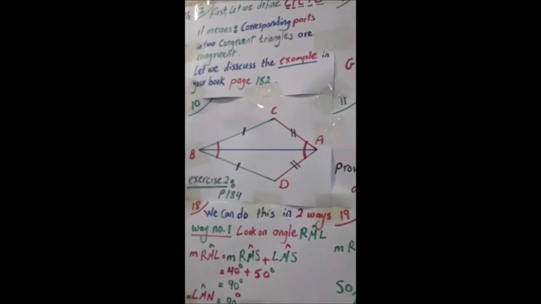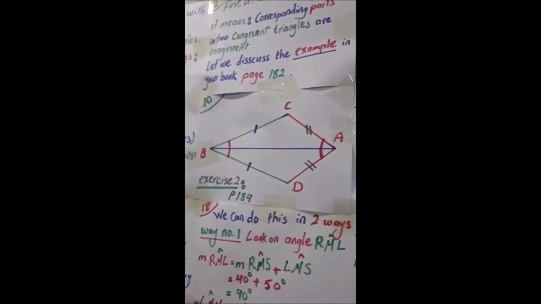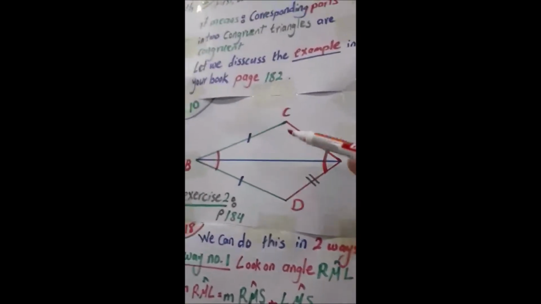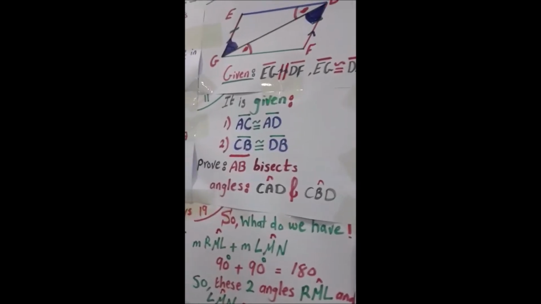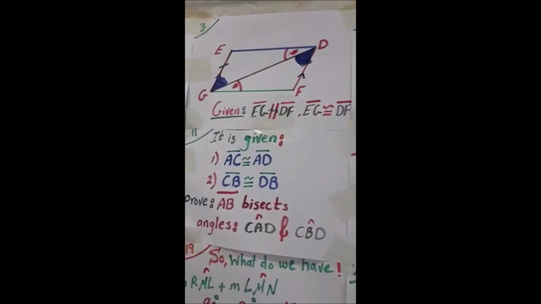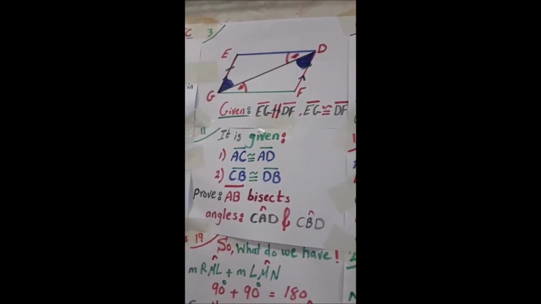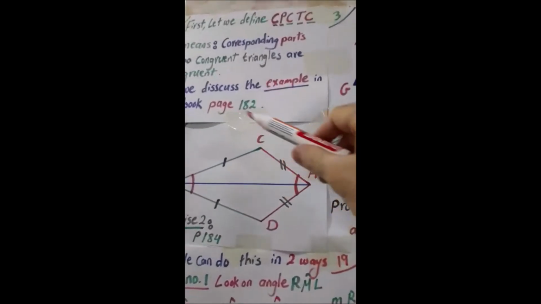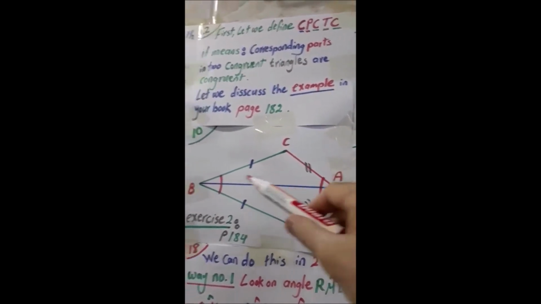Here it is. As you see, guys, again we have a quadrilateral BCAD, but focus again, we have two triangles, ABC and ABD. It's given that AC is congruent to AD and CB is congruent to DB. So AC and AD are congruent, and CB and DB are congruent.